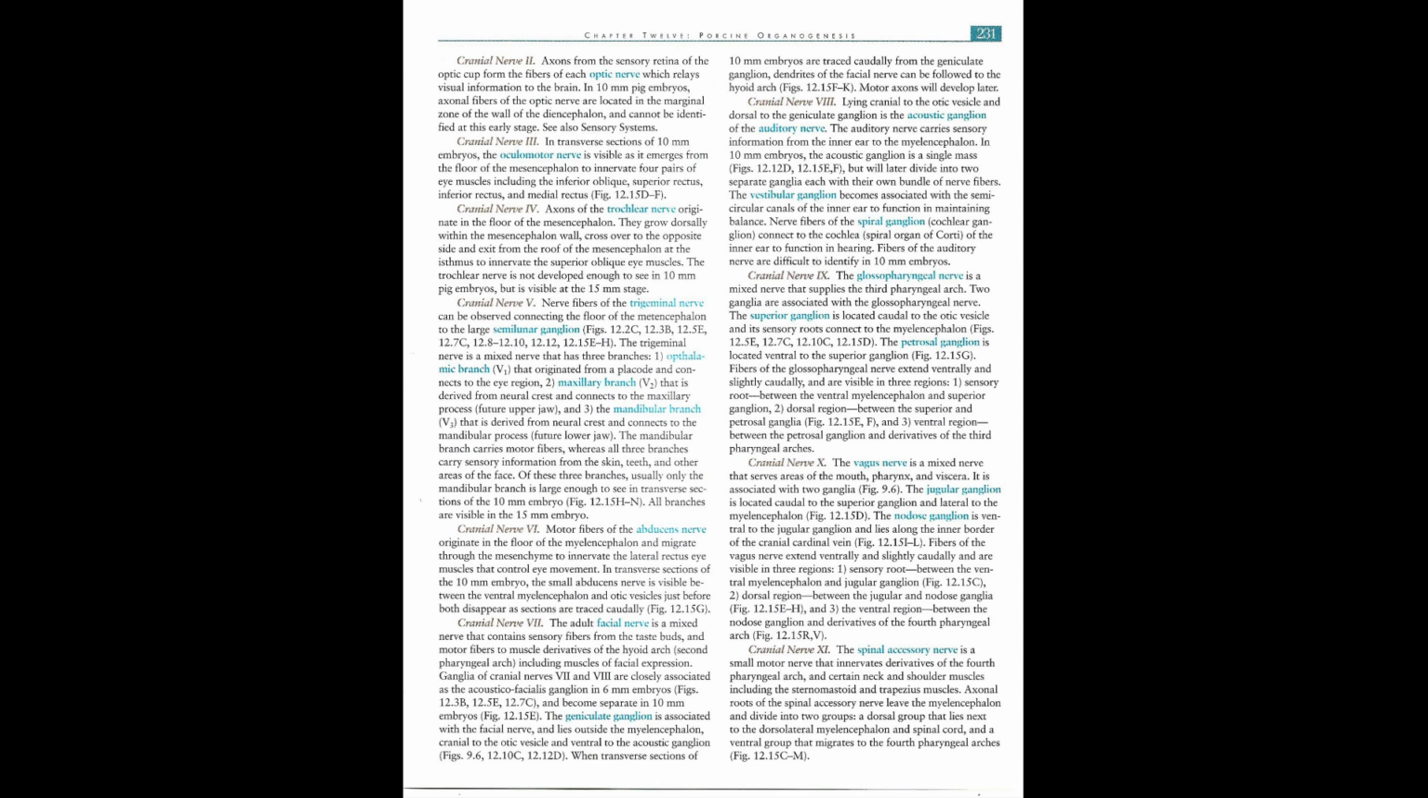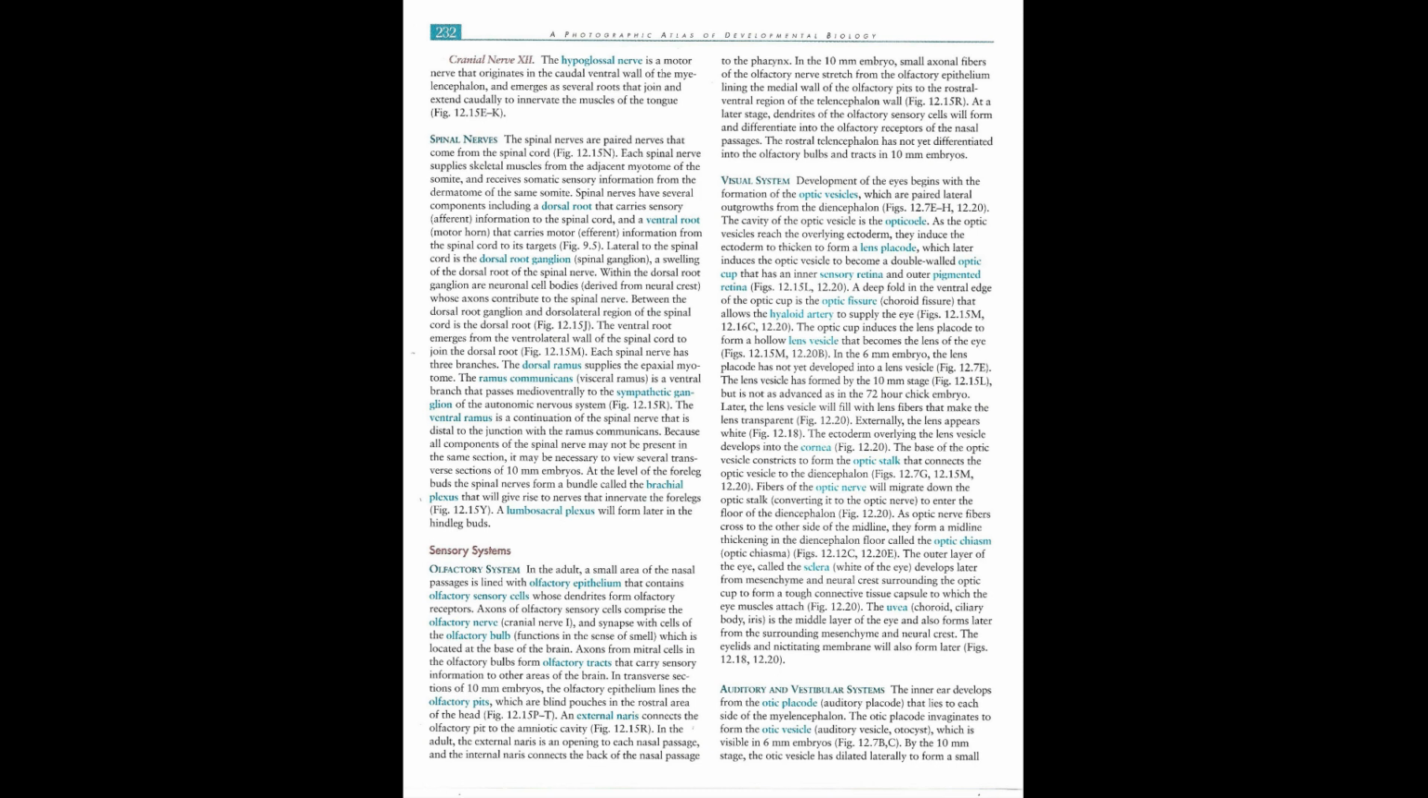Cranial nerve 11. The spinal accessory nerve is a small motor nerve that innervates derivatives of the fourth pharyngeal arch, and certain neck and shoulder muscles including the sternomastoid and trapezius muscles. Axonal roots of the spinal accessory nerve leave the myelencephalon and divide into two groups, a dorsal group that lies next to the dorsolateral myelencephalon and spinal cord, and a ventral group that migrates to the fourth pharyngeal arches, Fig 12.15c-m.